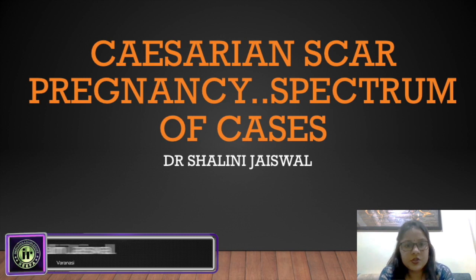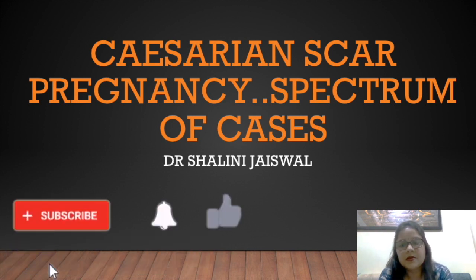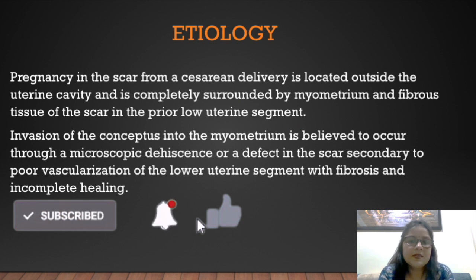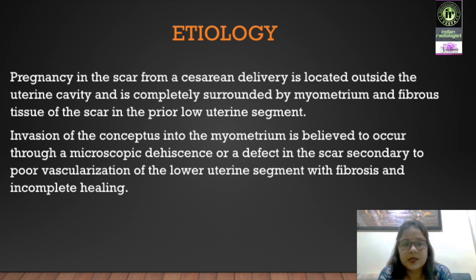Now, what is the etiology of CSP, that is the cesarean scar pregnancy? Pregnancy in the scar from a cesarean delivery is located outside the uterine cavity and is completely surrounded by myometrium and fibrous tissue of the scar in the prior low uterine segment. Invasion of the conceptus into the myometrium is believed to occur through a microscopic defect or a dehiscence in the scar, secondary to poor vascularization of the LUS with fibrosis and incomplete healing.